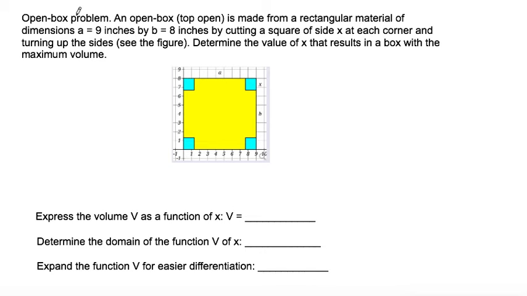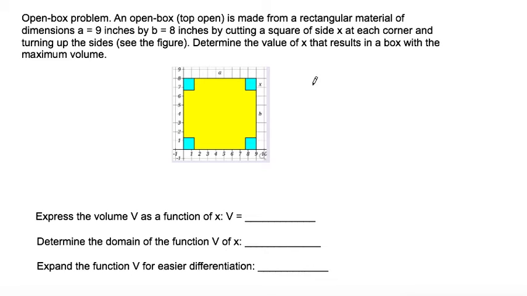Here we have an open box problem. It says an open box, top open, is made from a rectangular material of dimensions A is equal to 9 by B is equal to 8 inches by cutting a square of side X at each corner and turning up the sides. See the figure. Determine the value of X that results in a box with the maximum volume.